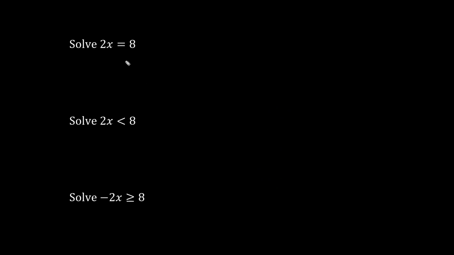Let's practice some algebra. When we have 2x equals 8, we divide both sides by 2. So x equals 8 divided by 2, which is 4. Similarly, we can solve for x when dealing with inequalities by treating this inequality symbol much like an equal sign. So let's divide both sides by 2. We get x is less than 8 divided by 2, which simplifies to be x is less than 4.